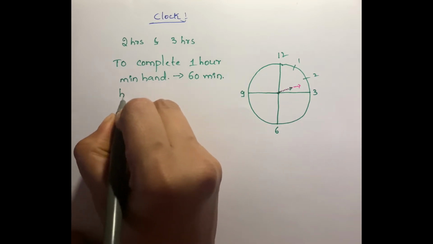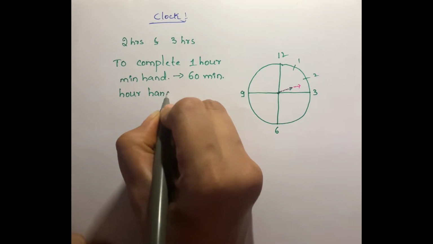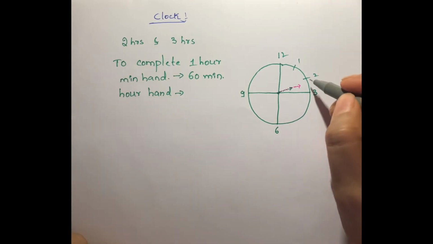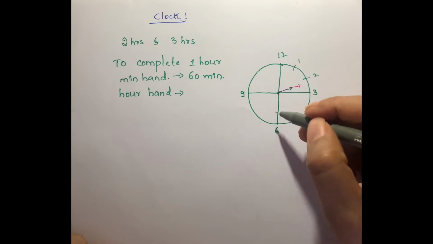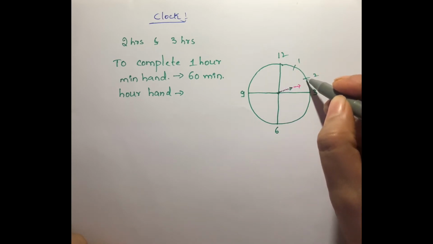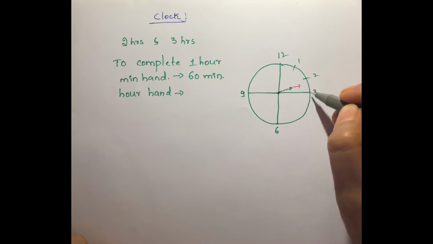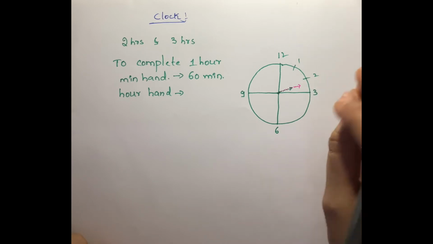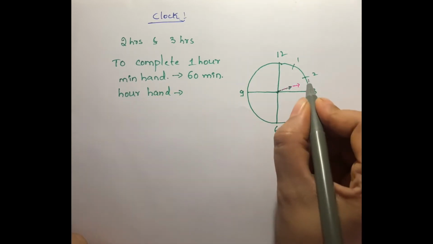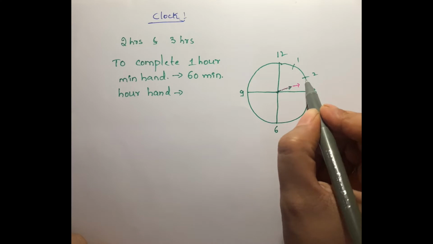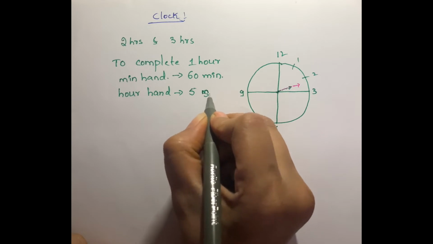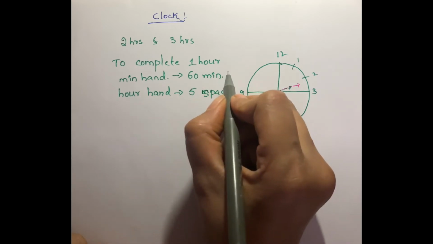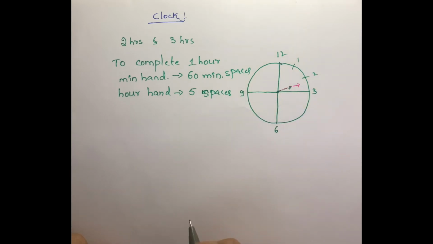But how about the hour hand? How much will the hour hand move here? See, the hour hand will move only from 2 o'clock to 3 o'clock. The minute hand is supposed to move all through the clock, that is 60 minutes, whereas the hour hand is supposed to move from 2 o'clock to 3 o'clock. That's it. And how many minutes are there in between 2 o'clock and 3 o'clock? Only 5, isn't it? So here, this is 60 spaces and this is only 5 spaces. So the hour hand will move for 5 spaces. Here it is 60 spaces, or you can also take it as 60 minutes, not an issue.